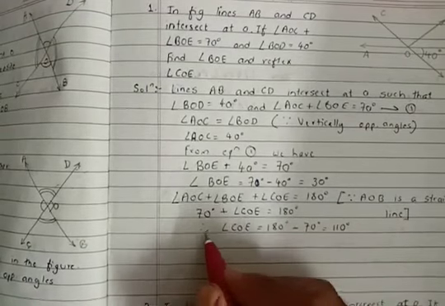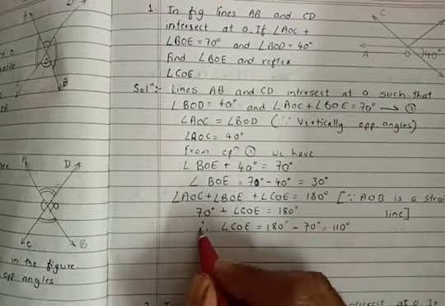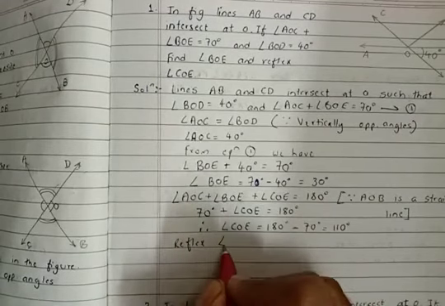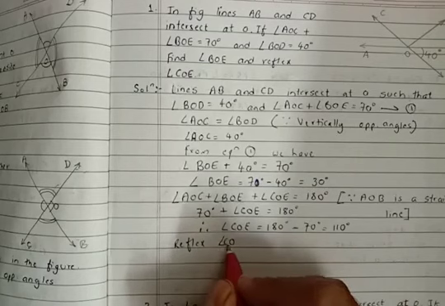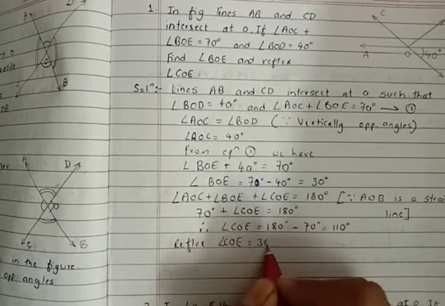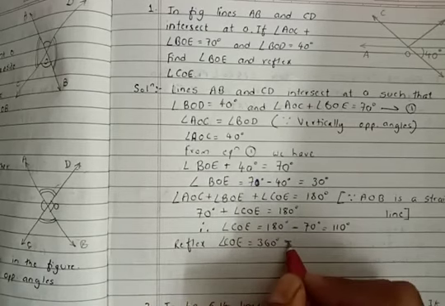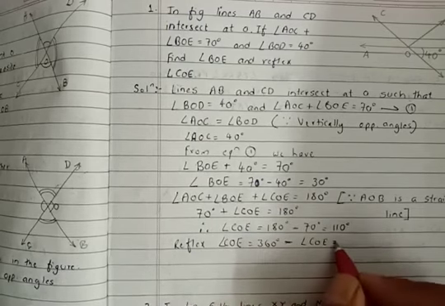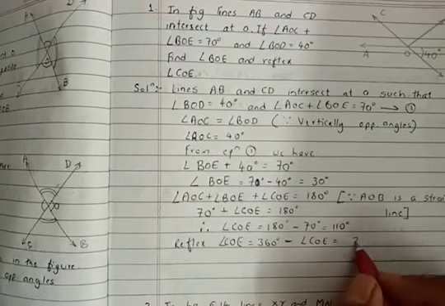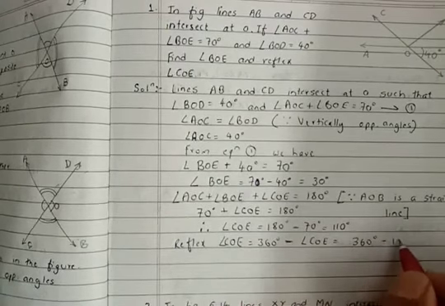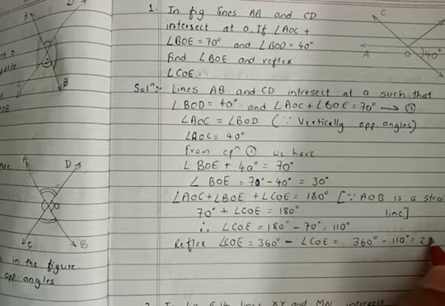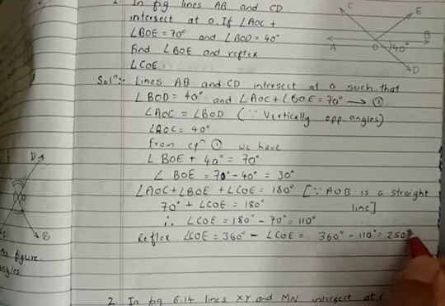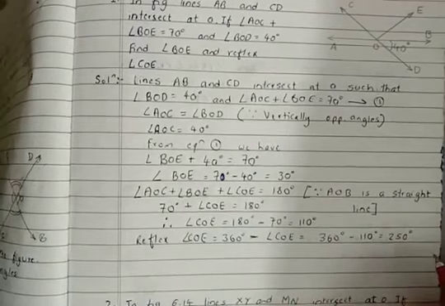Now reflex angles we had learned earlier. Reflex angle COE equal to 360 degrees minus angle COE. This will become equal to 360 degrees minus 110 degrees. So the reflex angle of COE is 250 degrees, right?